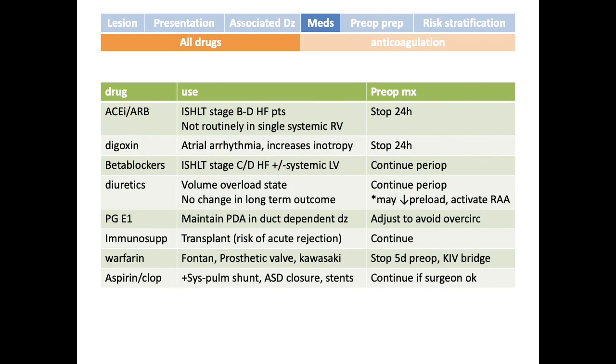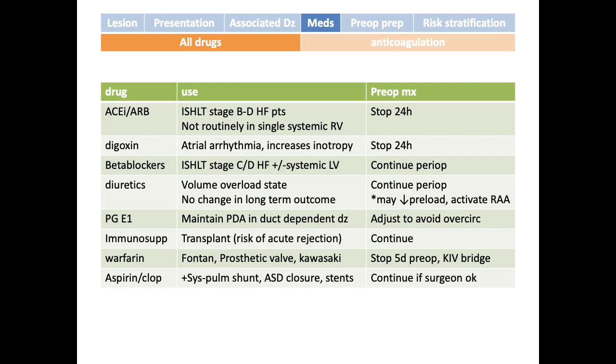ACE inhibitors and angiotensin receptor blockers may be started in patients with moderate to severe heart failure, and should be stopped 24 hours preoperatively to avoid prolonged hypertension on induction. Digoxin is usually started in patients with atrial arrhythmia, and should also be discontinued 24 hours preoperatively, as levels may be toxic postoperatively. Beta blockers should not be discontinued acutely preoperatively as it can cause rebound tachycardia, whilst diuretics can be continued with the consideration that preload may be reduced. If the patient is on prostaglandin E1 to keep the ductus arteriosus open, the dose may be adjusted perioperatively to avoid overcirculation under anesthesia. Immunosuppression, if any, should be continued to avoid transplant rejection.